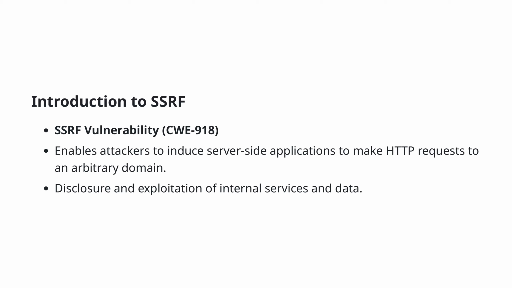these risks. Server-Side Request Forgery, or SSRF, is a significant web security vulnerability categorized under CWE 918. This vulnerability allows attackers to compel a server-side application to send HTTP requests to an arbitrary domain, which can be a formidable risk in terms of data exposure and internal service exploitation. Essentially, by exploiting SSRF, malicious actors can access internal services and sensitive data that are typically safeguarded by network controls, such as firewalls and VPNs.